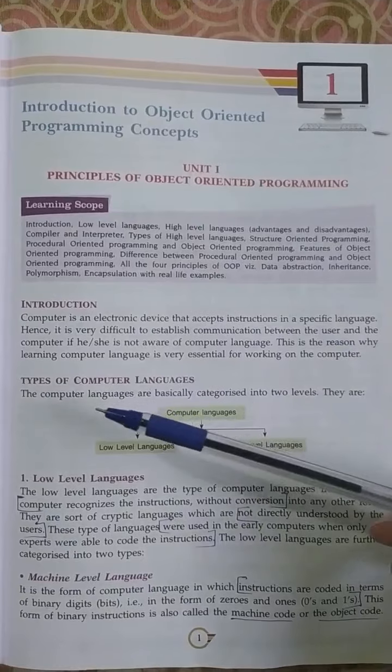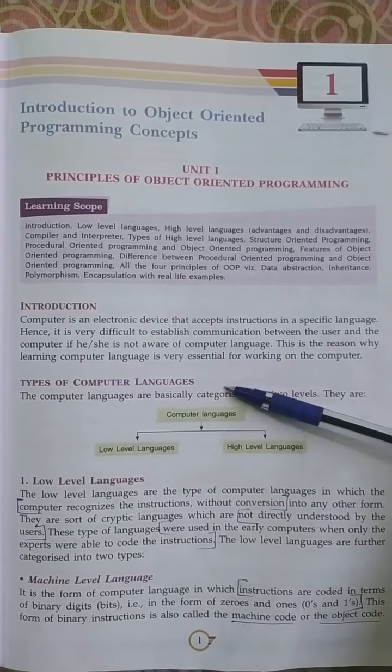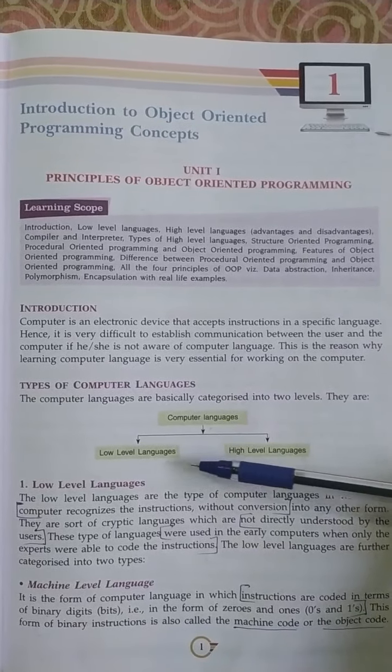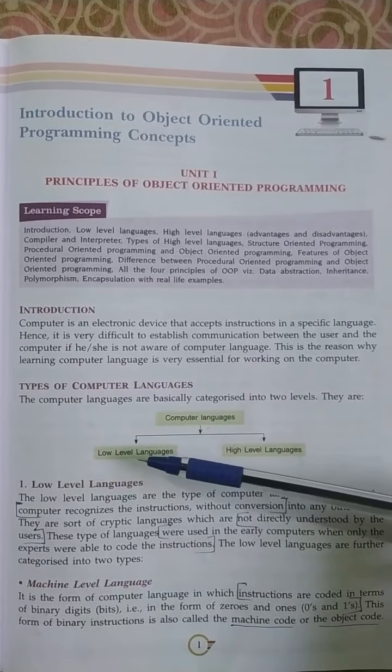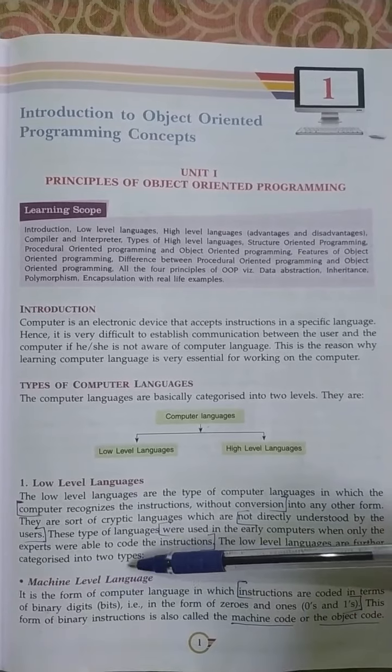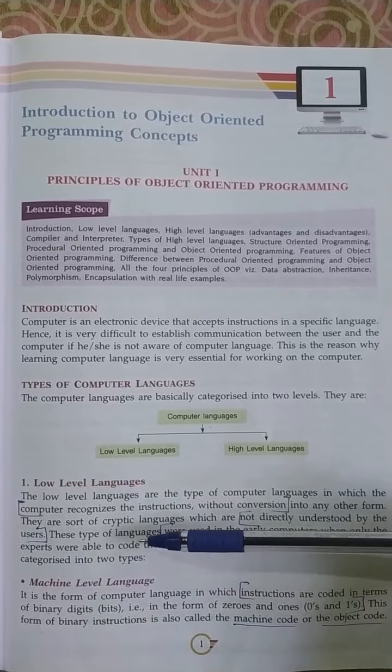So first topic is the different types of computer languages which are classified into low-level languages and high-level languages. And low-level languages is again classified into machine-level language and assembly-level language. We can see it later.